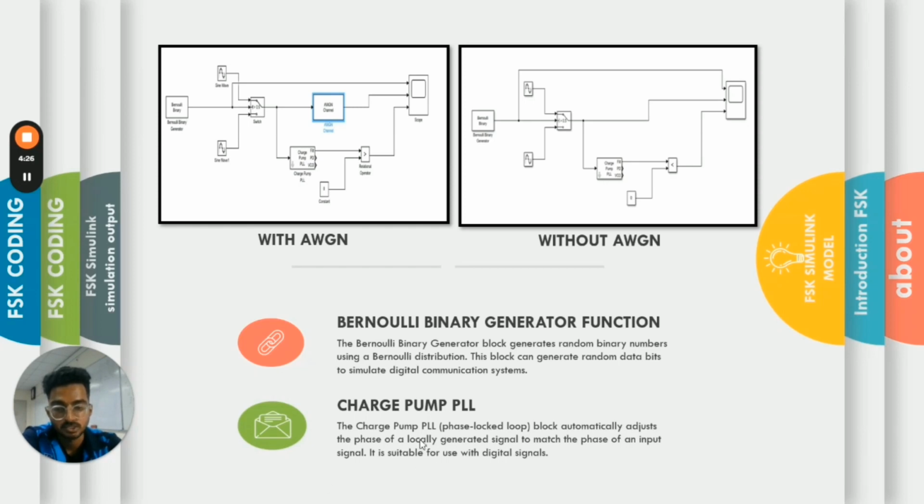So the next one is the charge pump PLL. The charge pump PLL phase lock loop block automatically adjusts the phase of a locally generated signal to match the phase of an input signal. It is suitable for use with digital signal.